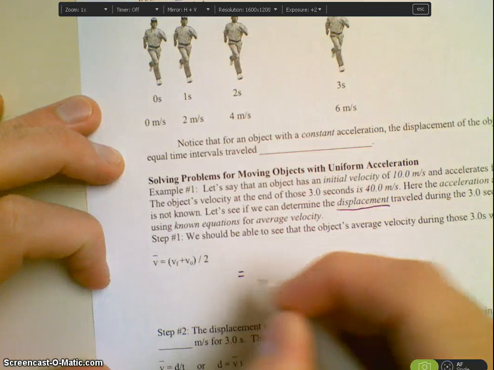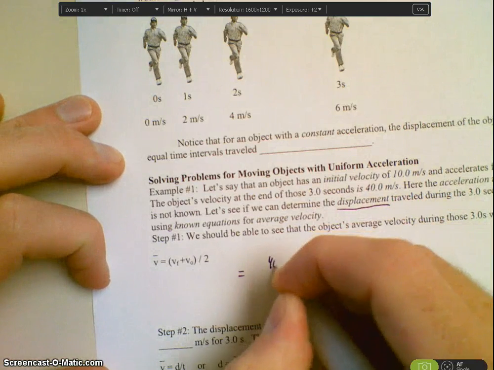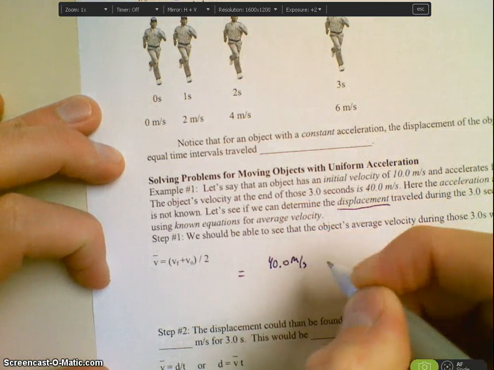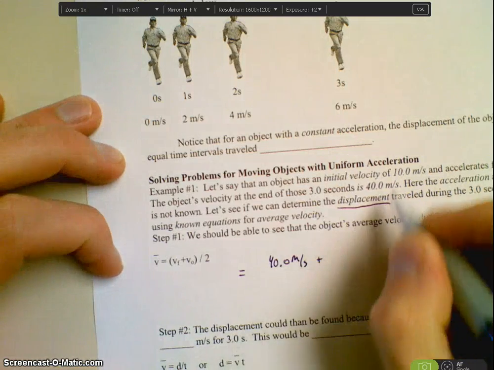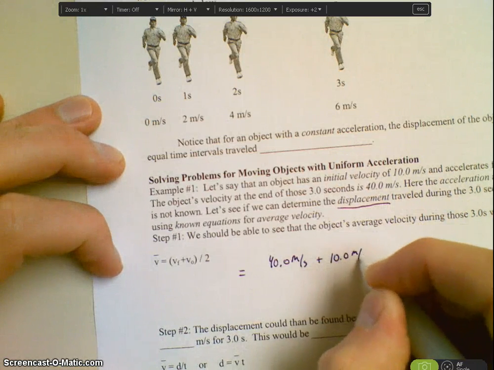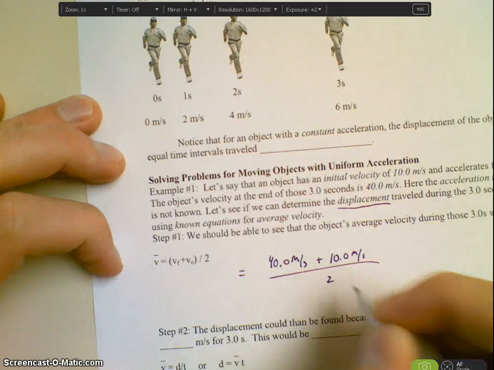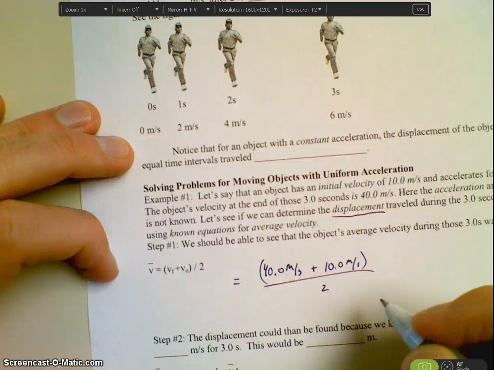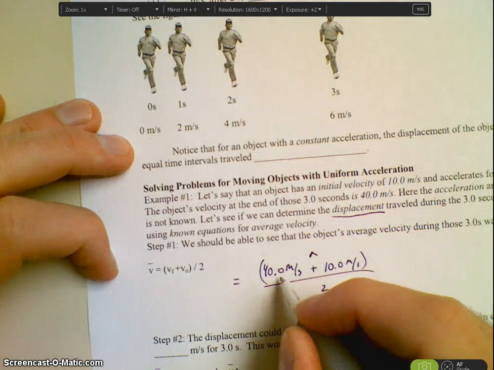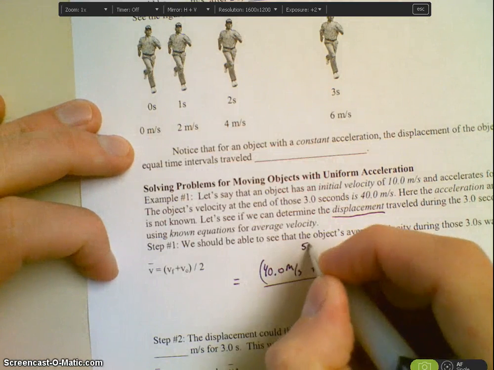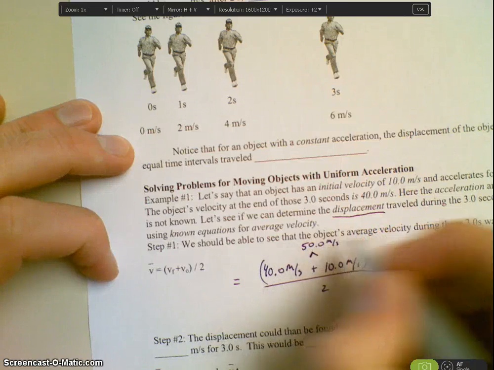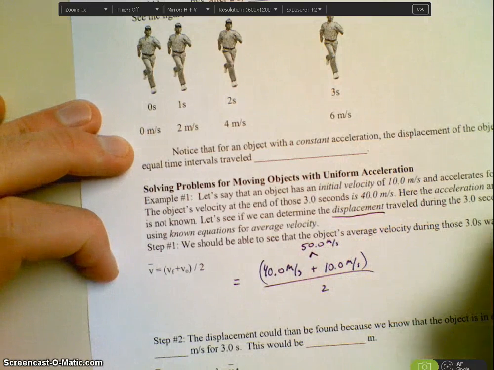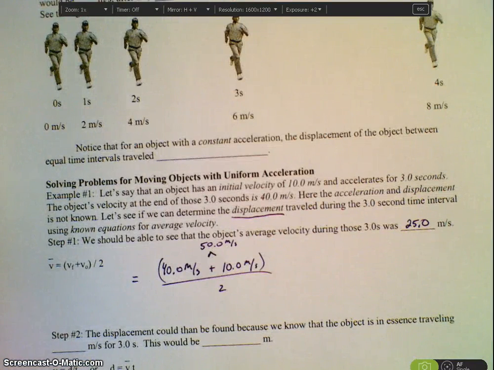So if I plug this in, the final velocity was 40.0 meters per second. The initial velocity was 10.0 meters per second, divided by 2. Again, showing my addition rule, I'm good to the tenths, so my answer is 50.0 meters per second. Divide by 2, and I get a value of 25.0 meters per second as the average.